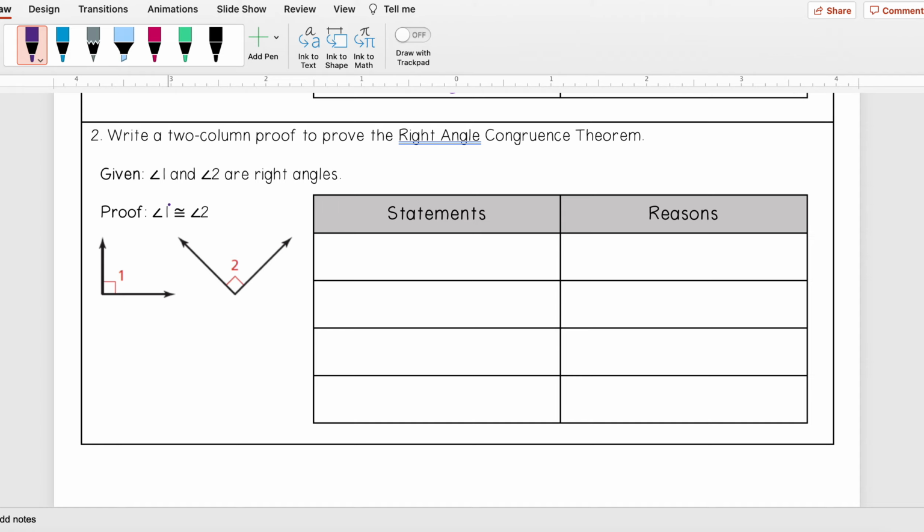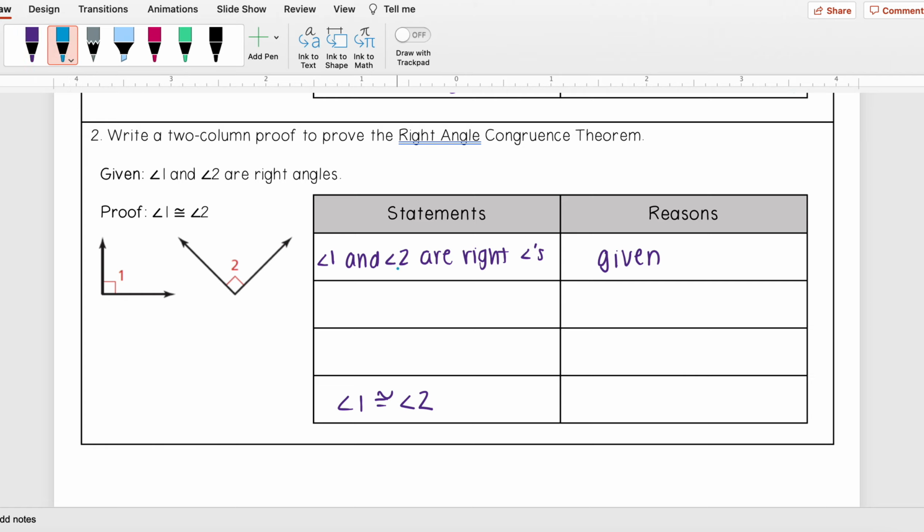So again, my first step is I want to copy down my given information. I'm given that angle 1 and angle 2 are right angles, and I'm just going to use an angle sign for short. And so I'm given that. I'm trying to get to that angle 1 is congruent to angle 2. And now I need to fill in the steps in between.